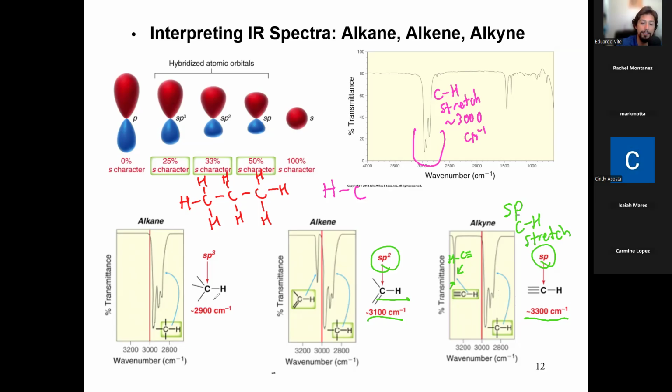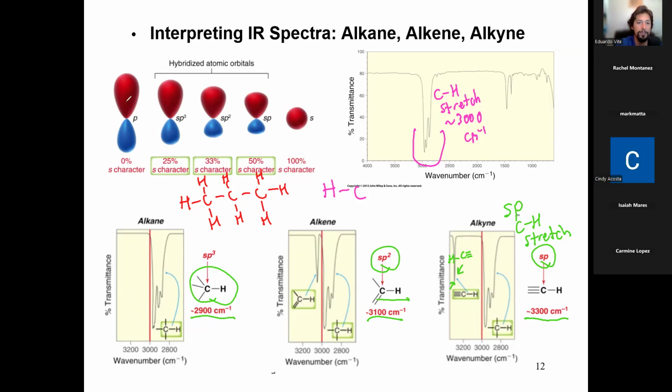And finally, at the very left, you see just a regular old CH single bond. It just blends in with the signals. This is the one that we see. These are always present somewhere at around 3000. And so you can see the trend. The number goes up as the bond strength goes up.